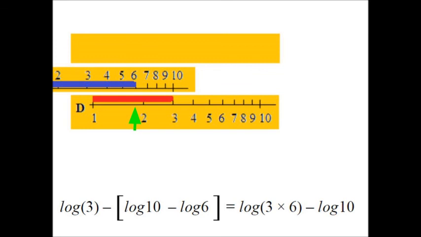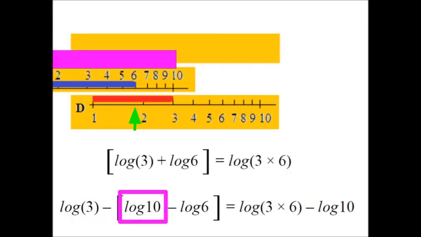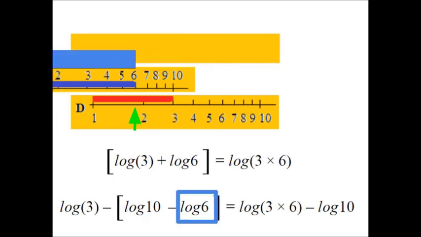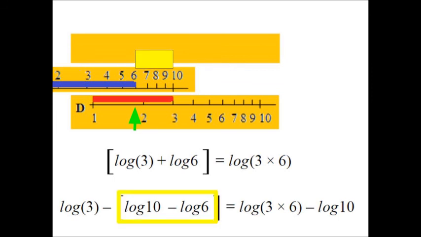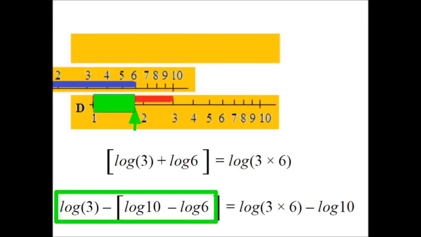If you don't believe me, consider this red box. Consider this purple box. Consider this blue box. The purple minus the blue together is the yellow. See the purple, the log 10 minus the log 6, that is the difference between log 6 and log 10. So that's the yellow. And then the red minus the yellow is the green. And this green is equal to that green. And you can now take your slide rule and multiply the world.